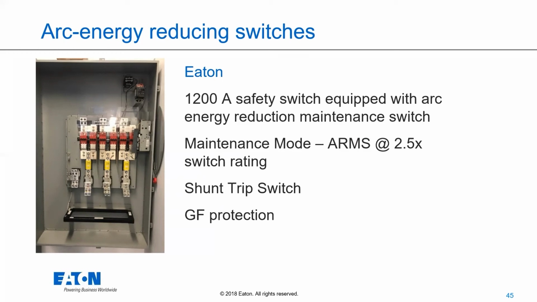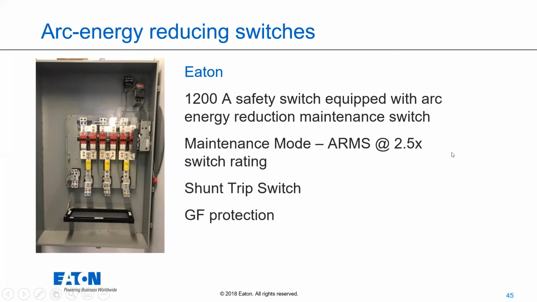So it's a safety switch, right? So it's actually in the switch. And it's equipped with that energy reduction maintenance switch. So it's the same thing where it's going to say, override the normal trip curves that you have. Once I see 2.5 times the switch rating amount of current, I'm immediately going to shunt off. There's additional ground fault protection in there too, something you don't normally get with fuses, for this switch. So very, very cool product. It gives you that exact same thing that the ARMS switch on the breaker gives you, but with fusible protection.